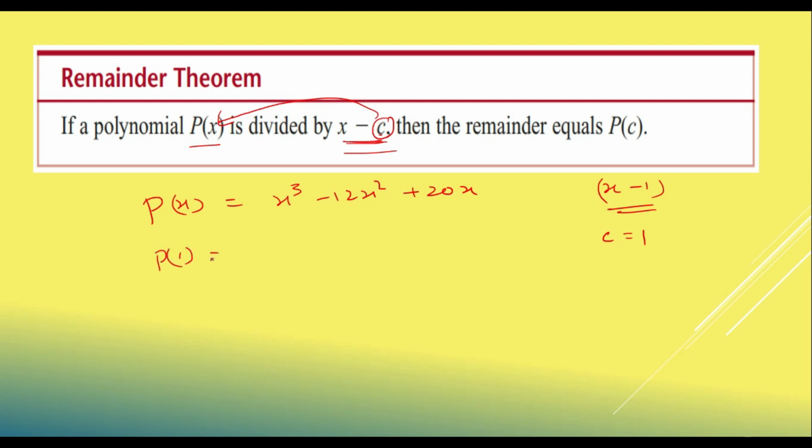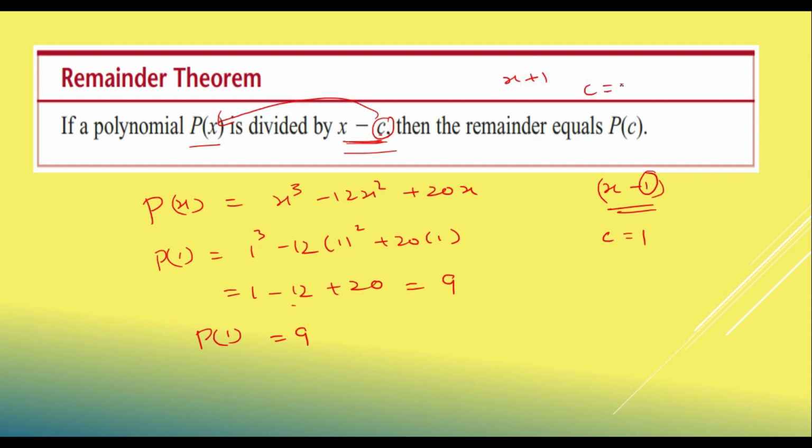P of 1 is equal to 1 cube minus 12 times 1 square plus 20 into 1. This is 1 minus 12 plus 20, which is 8 here. Minus 12 plus 20 is 8. 8 plus 1 is 9. The p of 1 is 9. The remainder theorem says that if you substitute the c value from the binomial, if this is x plus 1, then the c value is minus 1.